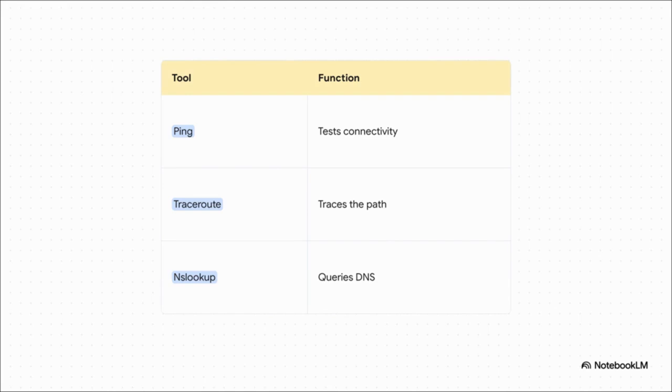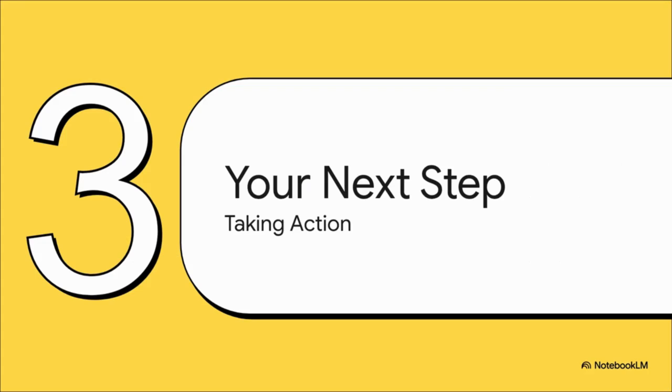Can my computer even see the server? Ping it. Where exactly is the connection failing along the path? Use traceroute. Is the website name not working? NSLookup will tell you if it's a DNS problem. All right, that was a fantastic recap. The foundation is solid. It's there.